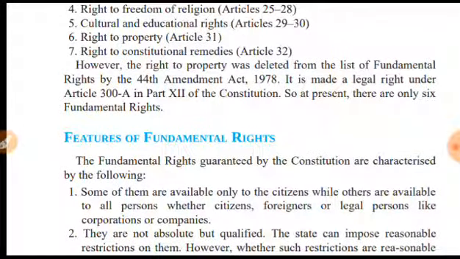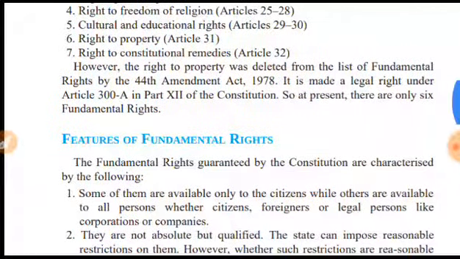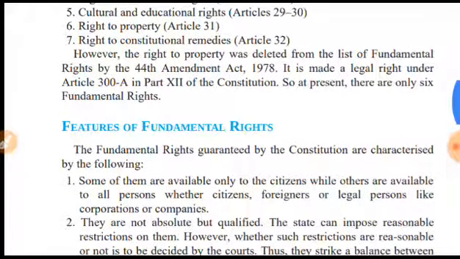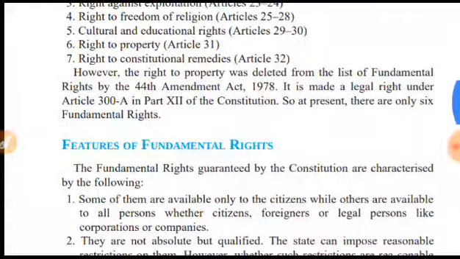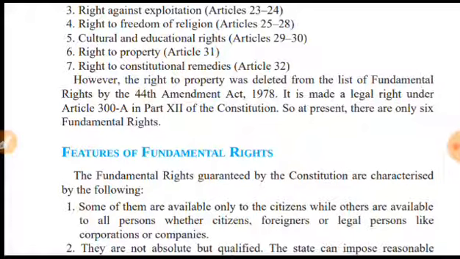However, the right to property was deleted from the list of the fundamental rights by the 44th Amendment Act of 1978. It is made a legal right under Article 300A in Part 12 of the Constitution. Please remember. So at present there are only 6 fundamental rights, because the right to property was deleted by the 44th Amendment Act of 1978. Before it was 7, now it is 6.